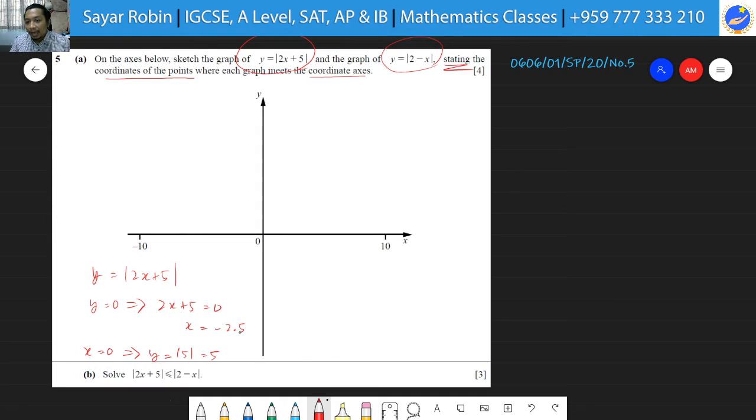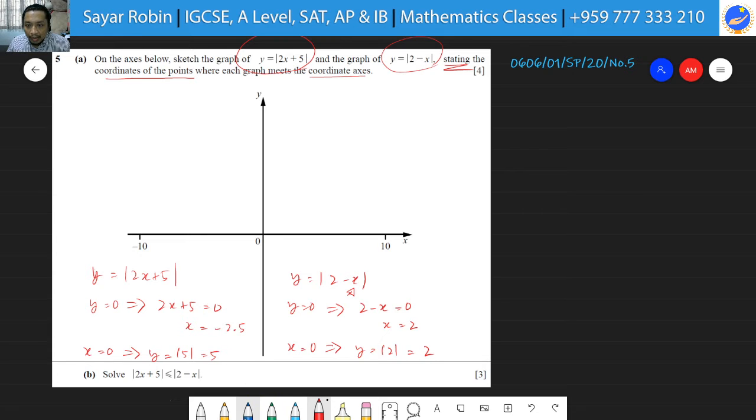Then we are going to find the intercepts for the other function. Y is equal to modulus of 2 minus x, and y is equal to 0 implies 2 minus x must be 0, x is equal to 2, right? And then x is equal to 0 implies y must be, we're going to substitute x is equal to 0 into this, and modulus of 2 is equal to 2.